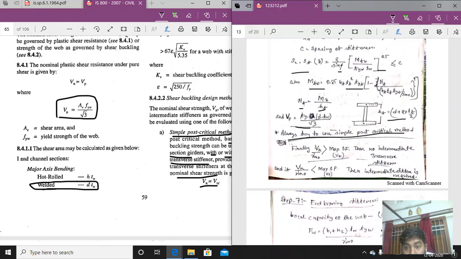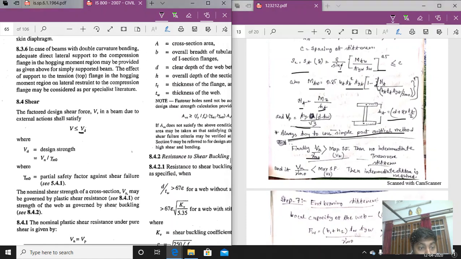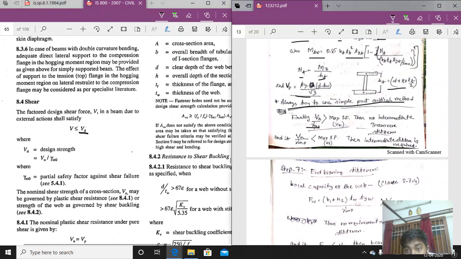And finally, that is the main thing, Vn by gamma m0 means Vd. If Vn by gamma m0 is greater than the maximum shear force Vz, then there will not be any requirement of transverse stiffeners. Intermediate transverse stiffeners will not be necessary because the shear capacity is more than the shear force. But if the design shear capacity is less than the shear force, then the intermediate transverse stiffeners will be required. Then we have to design for the intermediate transverse stiffeners.